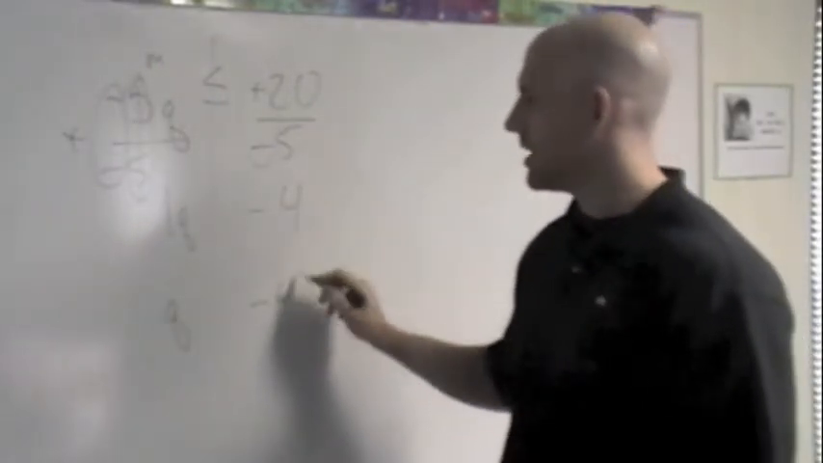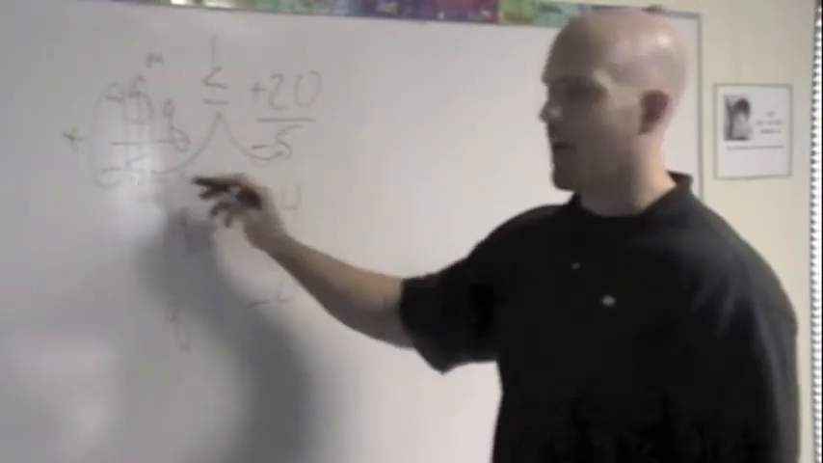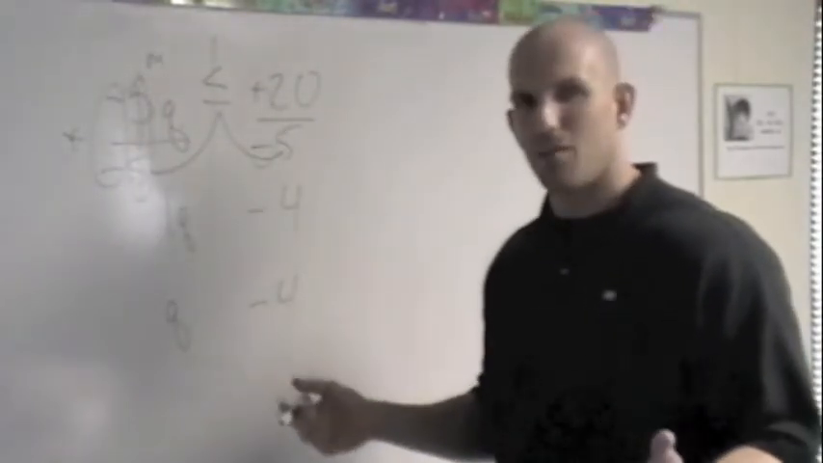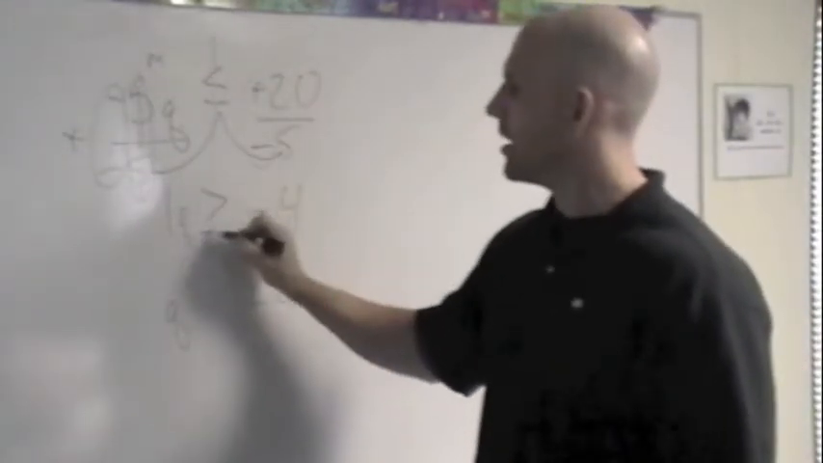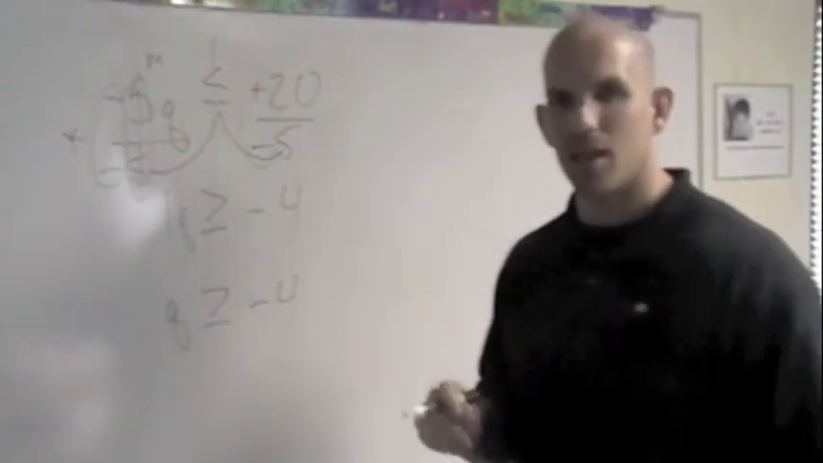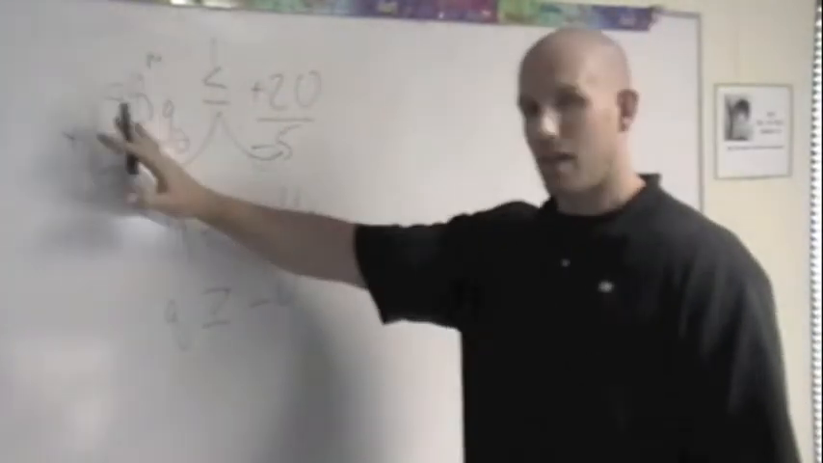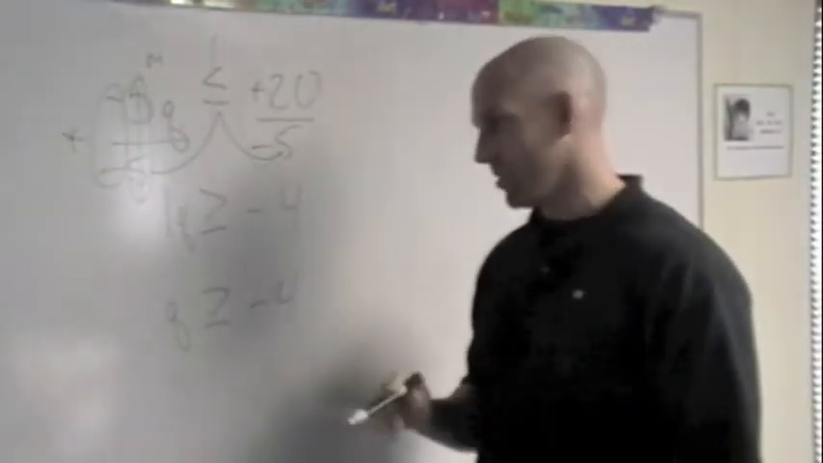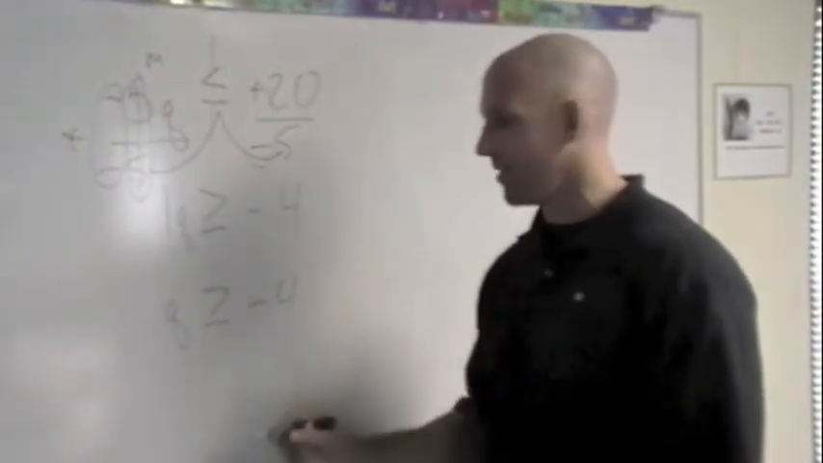Okay? The only thing that changes is since I did this, divided by a negative, or if it had been a multiplied by a negative situation, I have to turn that inequality sign around. So instead of the q on the left being less than whatever's on the right, q actually ends up being greater than or equal to negative 4.